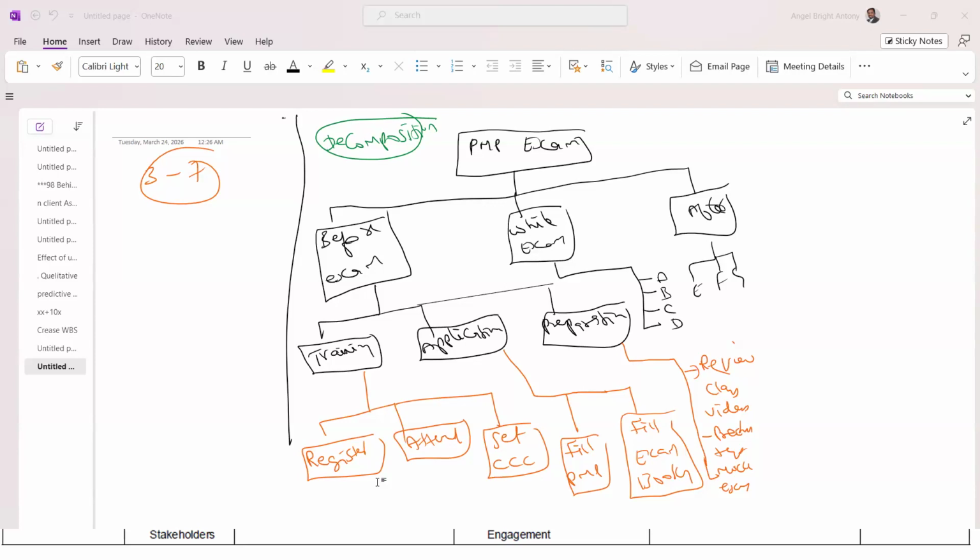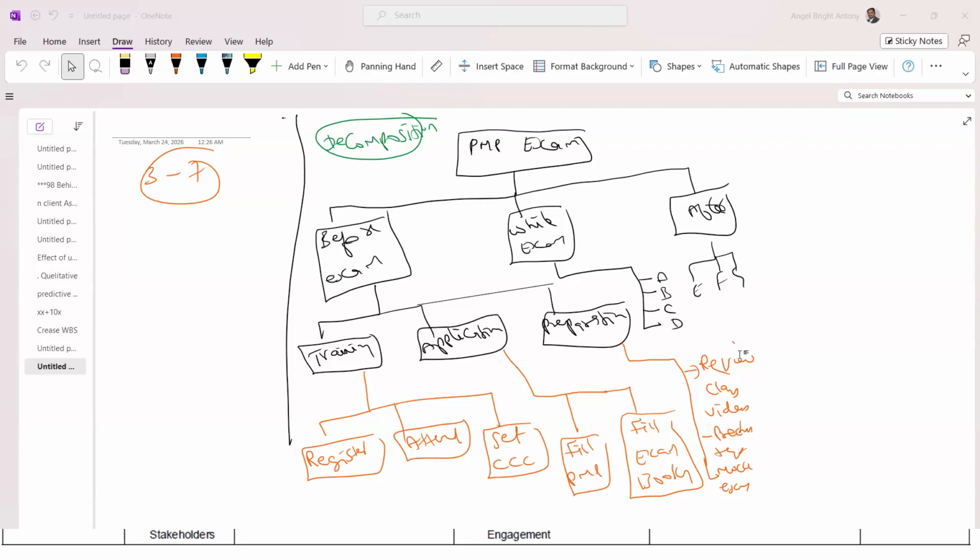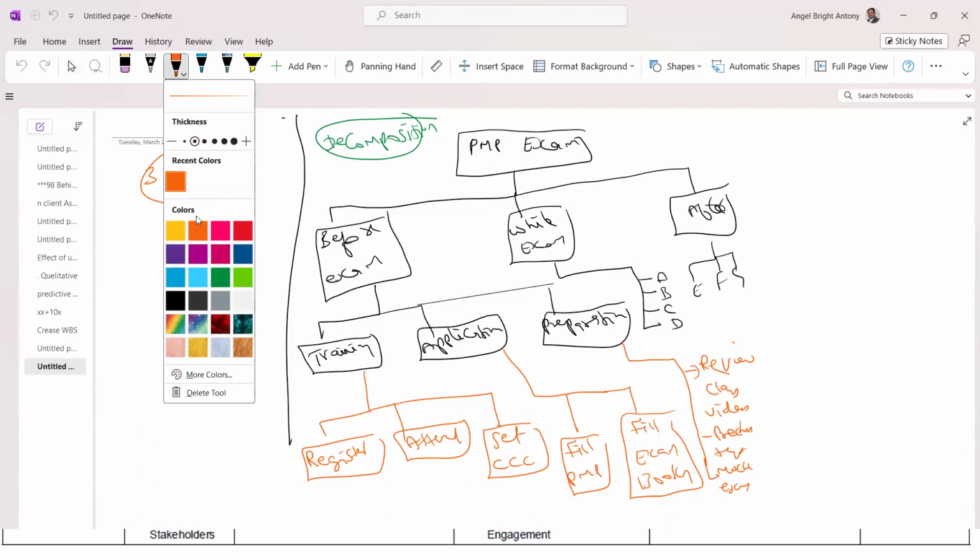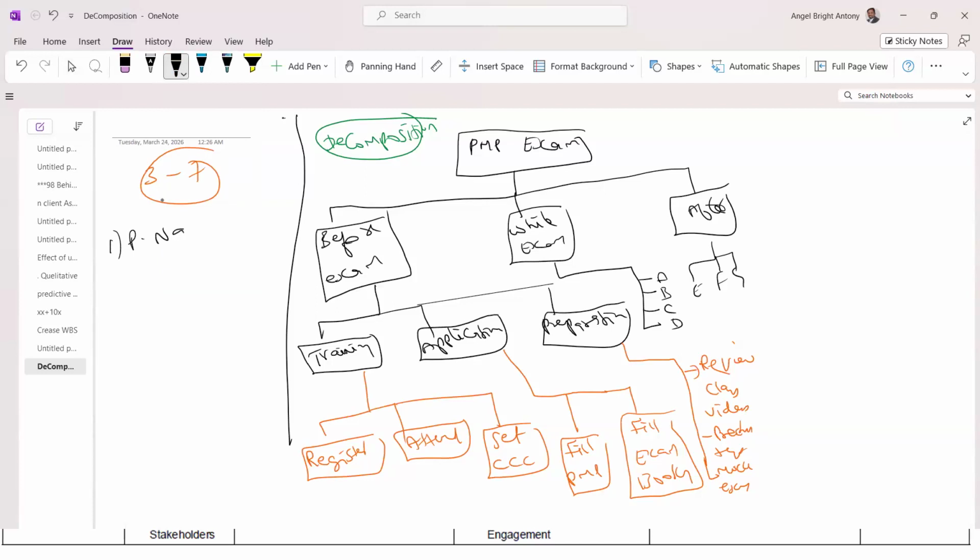There is a name for every level of the WBS. The first level is always your project name. You will start with your project. That is level 1 here. PMP exam is my project. The second level will be your major deliverables. So level 1, project name.